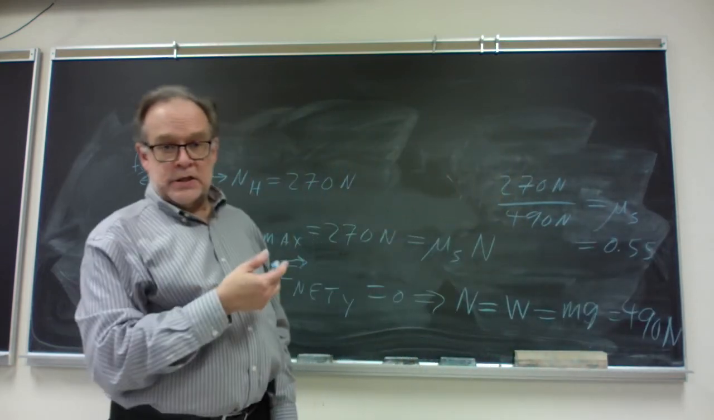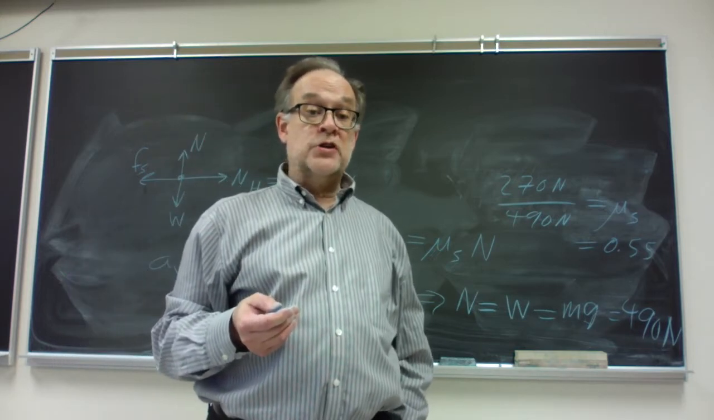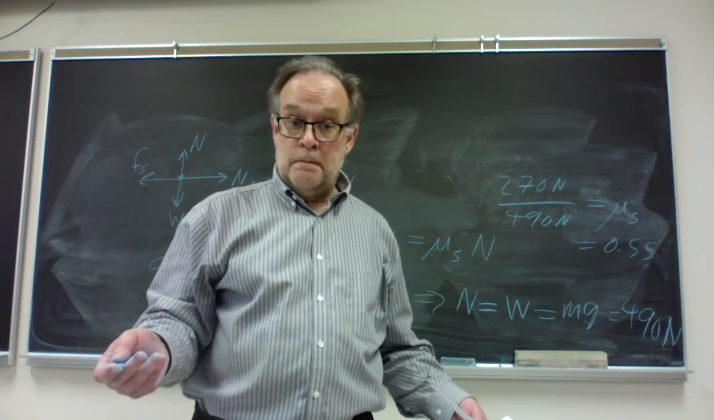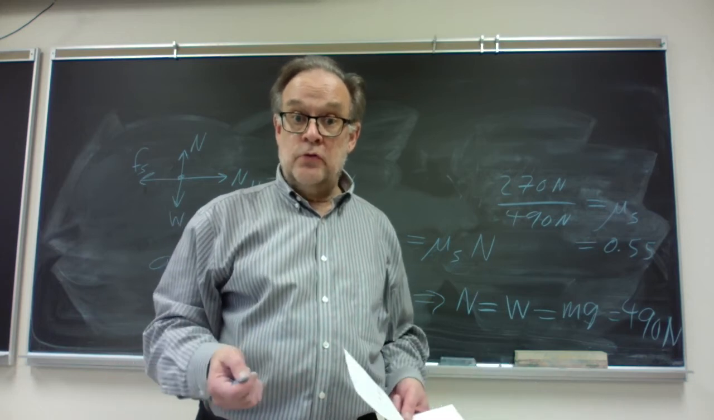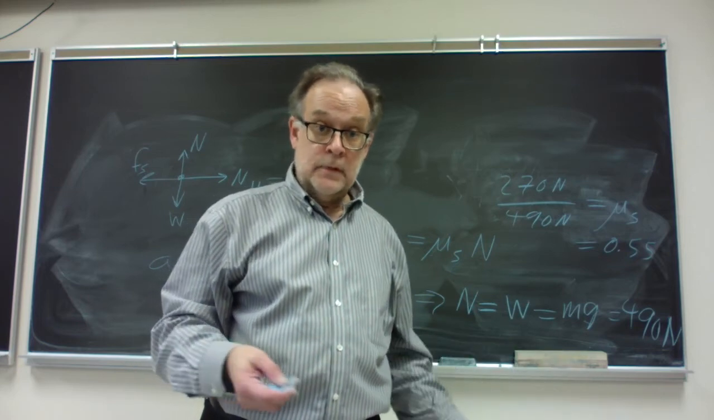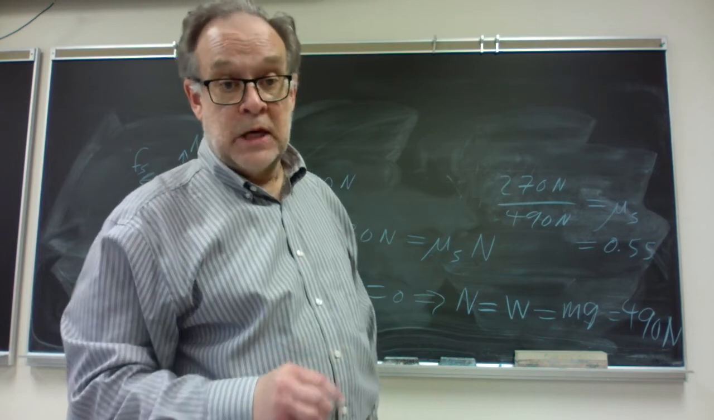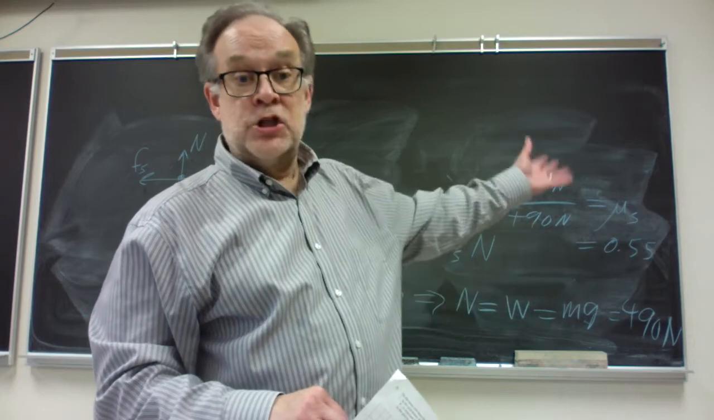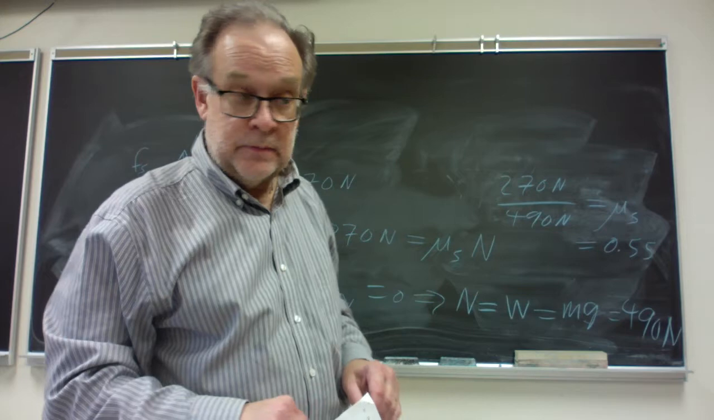And notice that the coefficient of static friction is a little bit bigger than the coefficient of kinetic friction. That's just about always the way things work. Static friction is a tougher kind of friction, a stronger kind of friction than kinetic friction. And it also turns out that rolling friction is the weakest type of friction. It will have coefficients of friction smaller than what you'd get for static friction or kinetic friction.